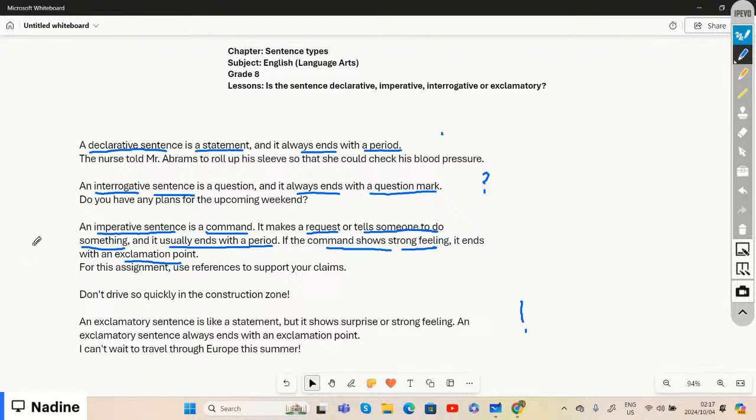And then we have an imperative sentence, which is a command. It's a request that is being made, which ends with a period. But if the command shows strong feeling, then it ends with an exclamation point.